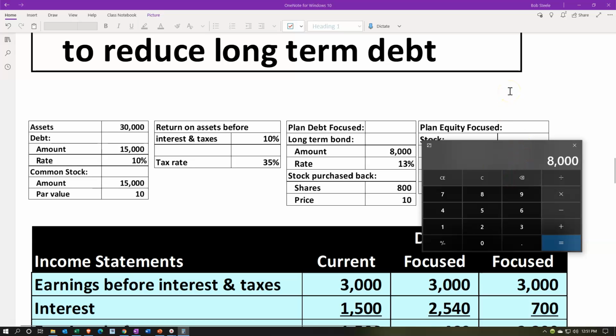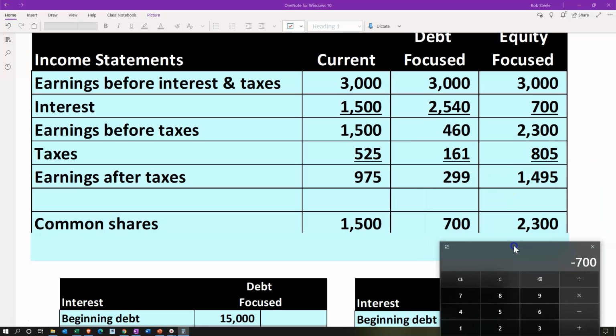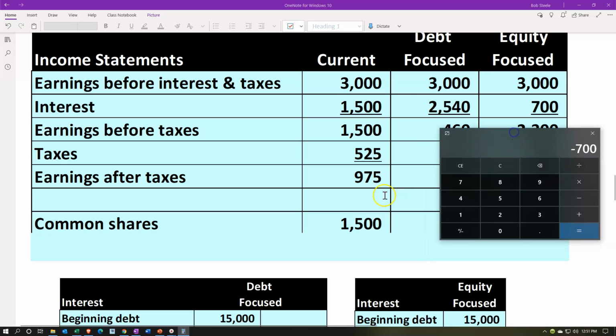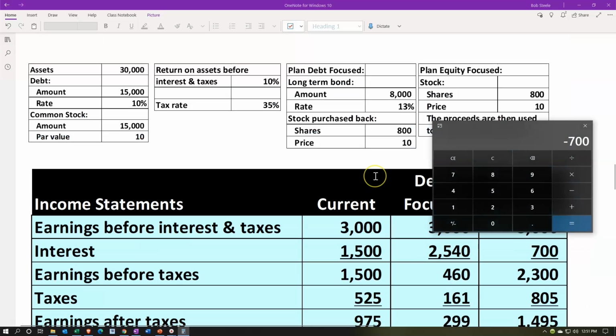So we have the 8,000 that we took from the bonds that we issued, divided by the market price. We're going to buy back shares then of $800. So we started off with 1,500 shares minus the 800. So I'm going to say minus the 1,500, the difference being the 700. So now we have 700 shares on the debt plan. So even though we don't have as much earnings, we don't have to allocate it over as many shares, which is kind of nice.